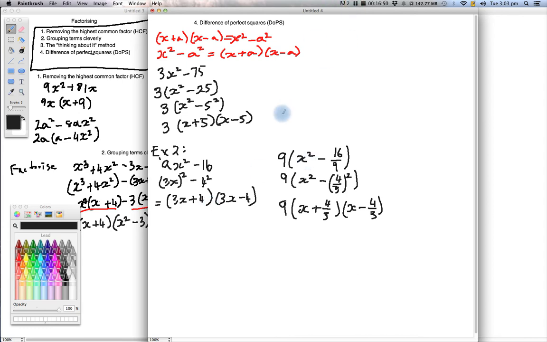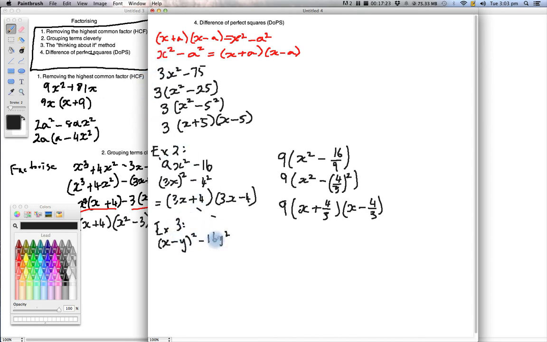Alright, one last example. Example 3. This one will possibly be the trickiest so far. Let's go x minus y squared minus 16y squared. Okay, so this one is a perfect square already. So instead of just x squared, we've got x minus y squared. So our x is x minus y.